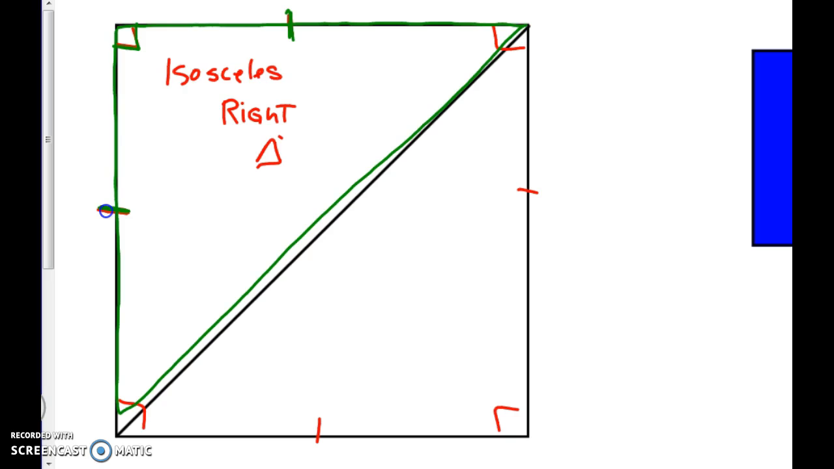Okay, what else do you know about this isosceles right triangle? Good, it is a 45, 90 triangle. It has to be, because the diagonal of a square cuts it into 2 equal parts, right? Okay, so that's extremely important. Okay, now flip your paper over.